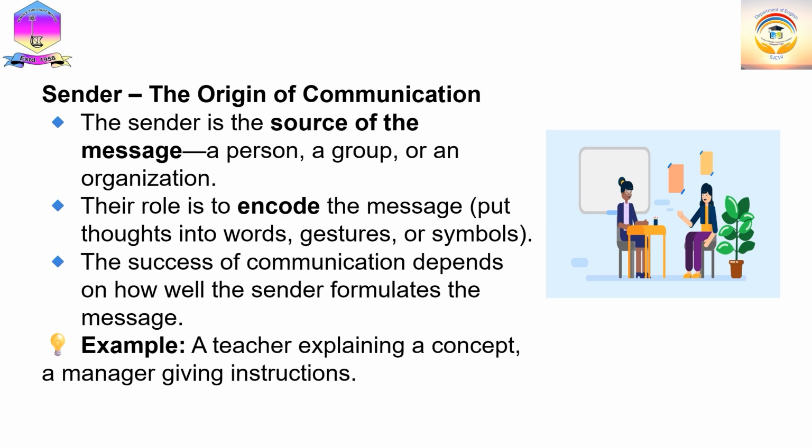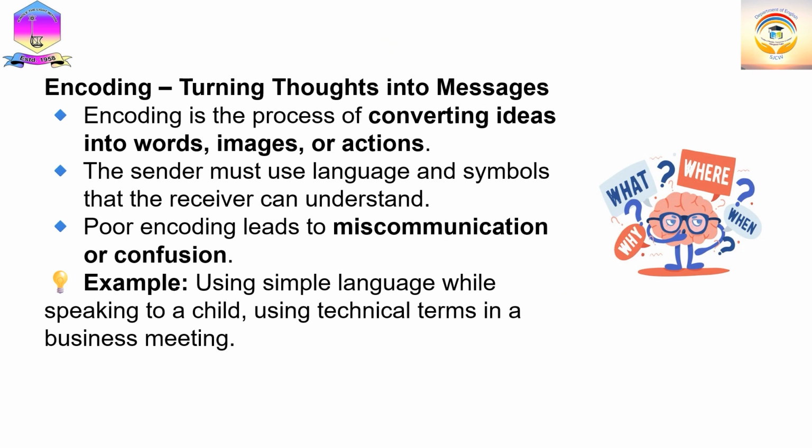Now, the second element in this process is the encoding process. Encoding means turning thoughts into a message. Encoding is a process of converting ideas into words, images, or actions. The sender must use language and symbols that the receiver can understand. Poor encoding leads to miscommunication or confusion. For example, using simple language while speaking to a child. Another instance, using technical terms in a business setting.